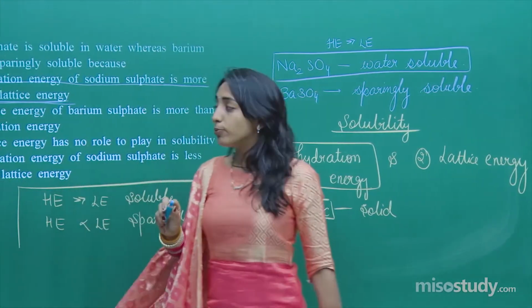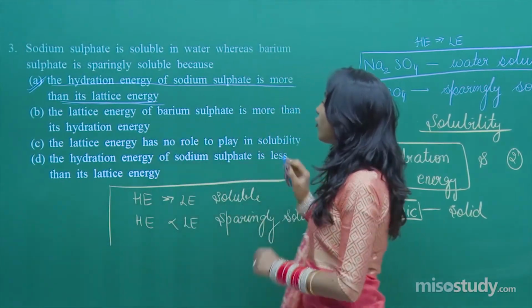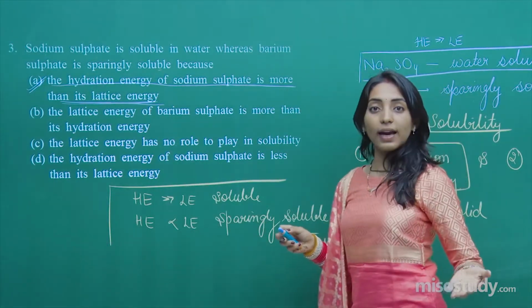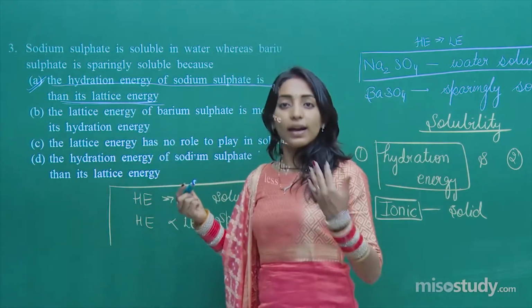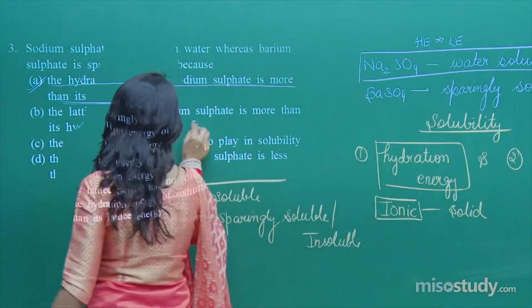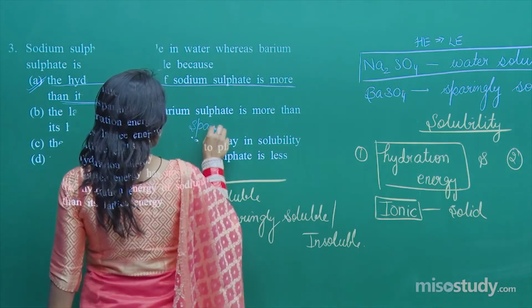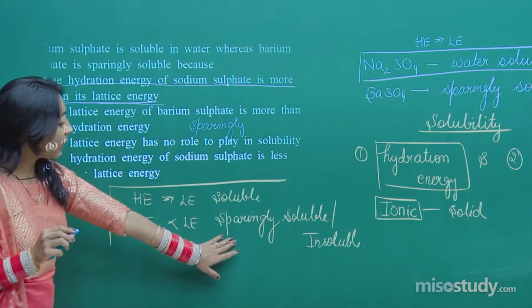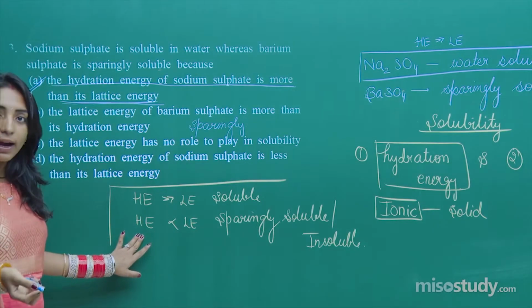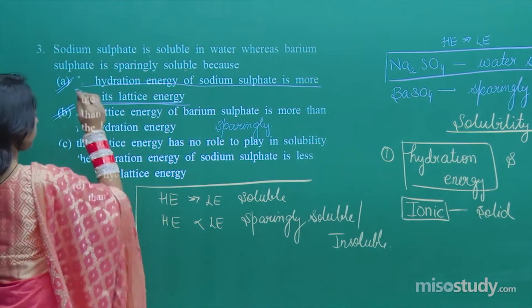Moving on to the next option: the lattice energy of barium sulfate is more than its hydration energy. Yes, that is the reason. If lattice energy is more than hydration energy, only then will it be sparingly soluble. So I have written sparingly soluble when lattice energy is more than hydration energy. So even this is the correct option.